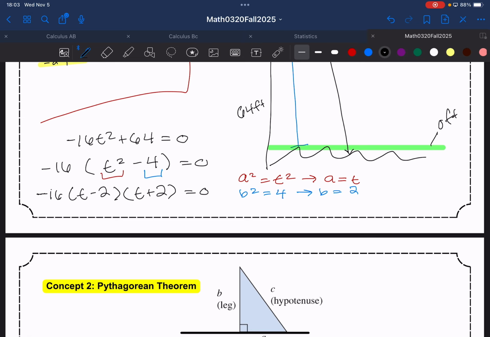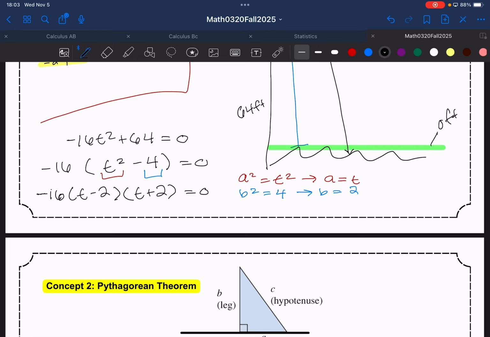So I have negative 16. That was my GCF that I brought down. T minus 2 and t plus 2, because of the definition of perfect squares, tells us that I can simplify or factor t squared minus 4 into those two factors. Okay? But now I need to solve for t, and I would do that how? Equal what to 0?